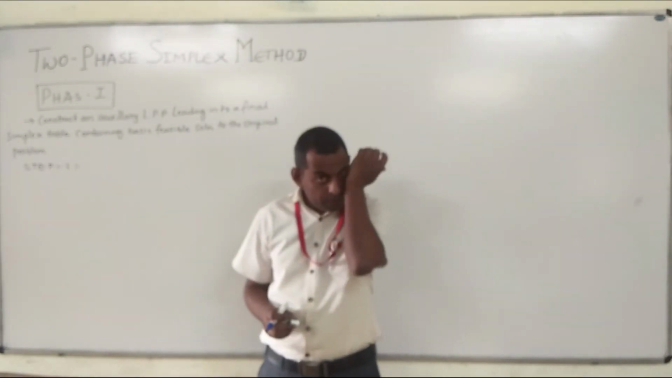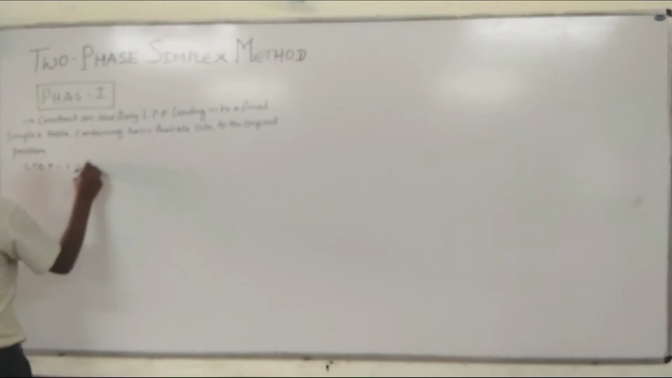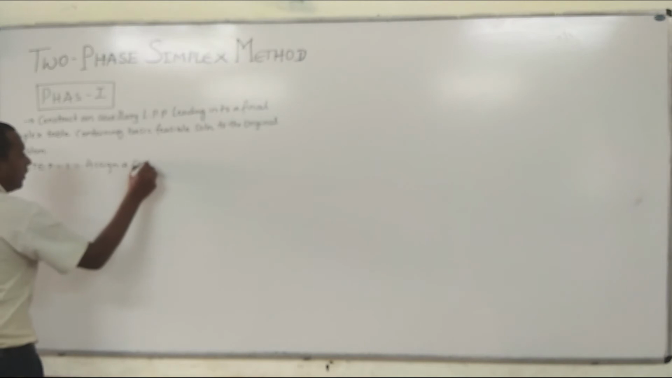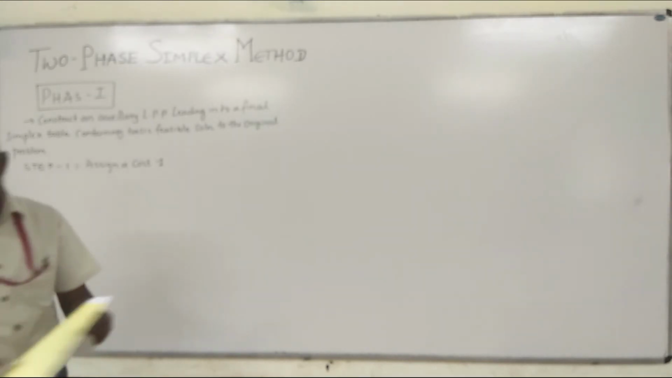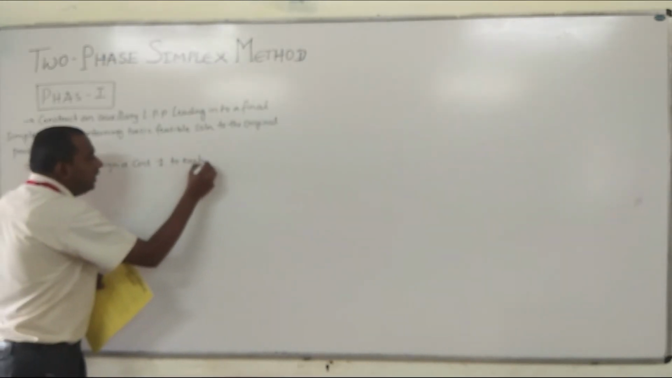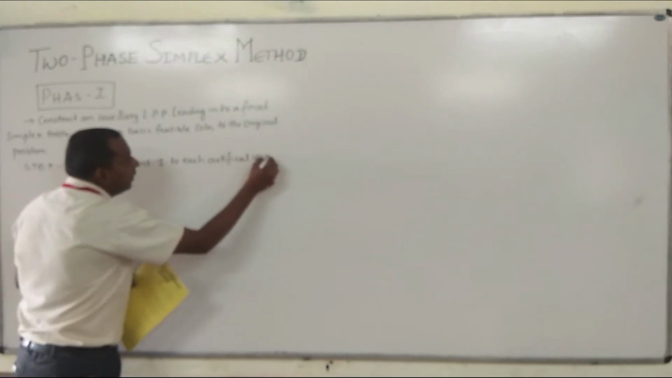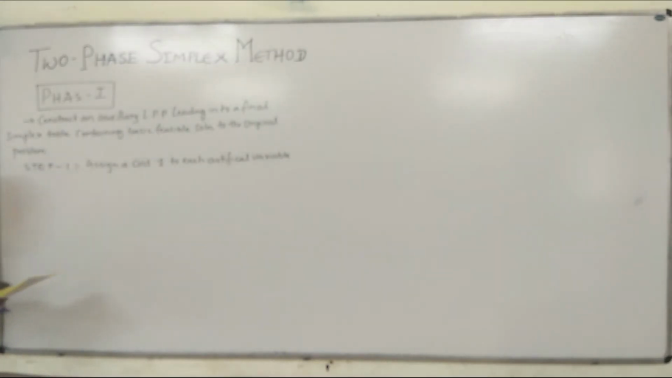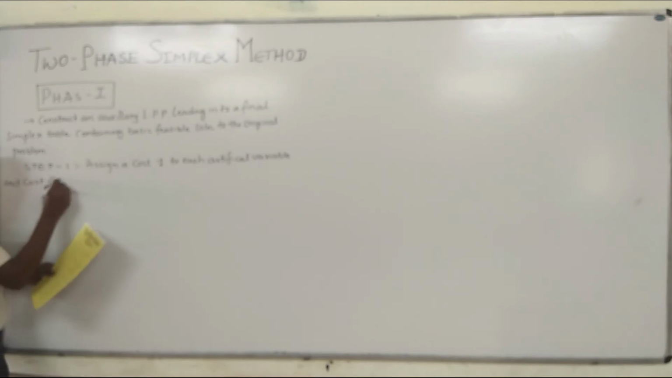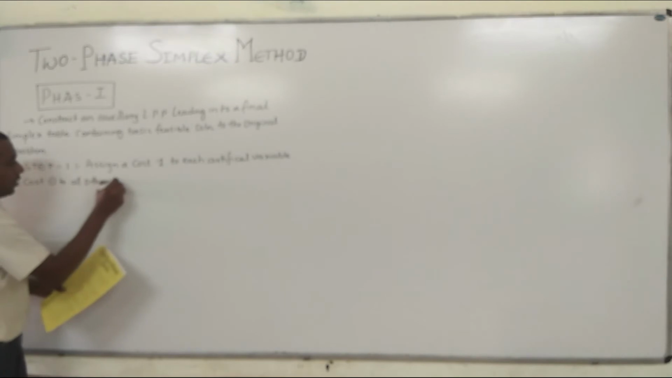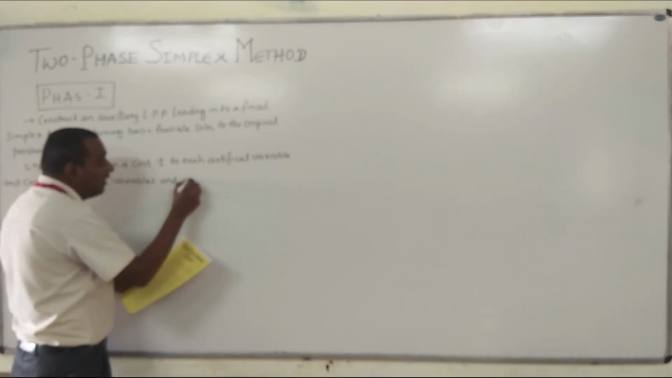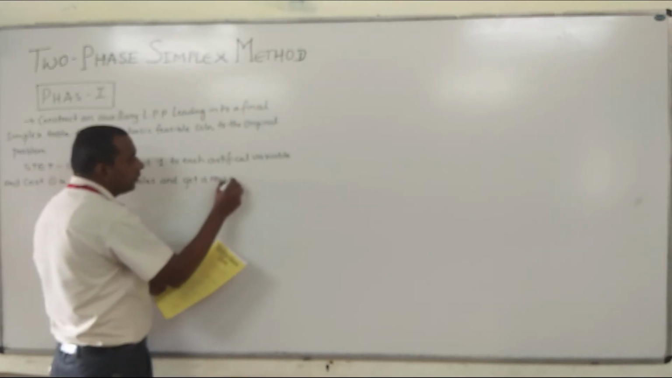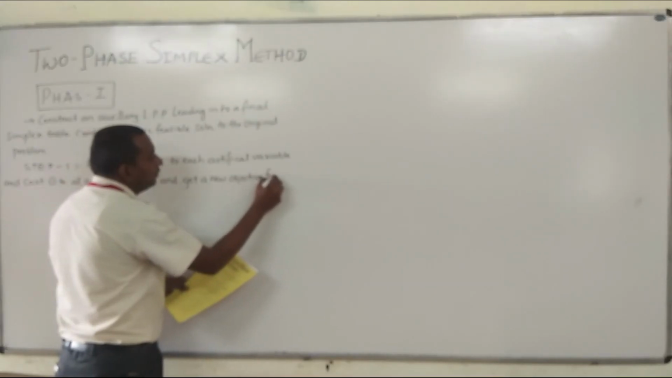What happens in step 1? Assign a cost of -1 to each artificial variable and cost 0 to all other variables and get a new objective function.